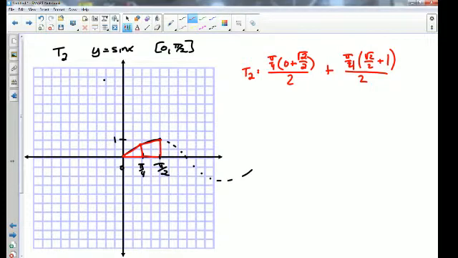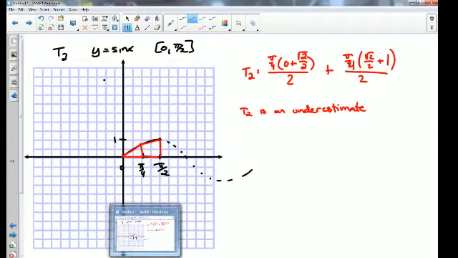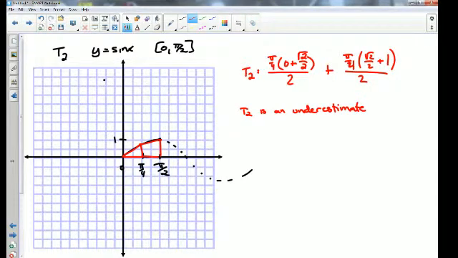Same question arises. Is T2 an over or underestimate? Under? Okay. You can see that it's an underestimate. So T2 is an underestimate. So it just follows the same rules as a left and right sum. The problem here is we can't use the increasing and decreasing criteria.